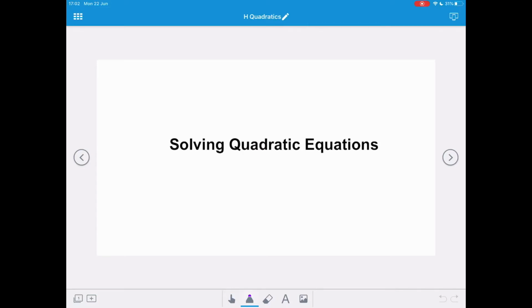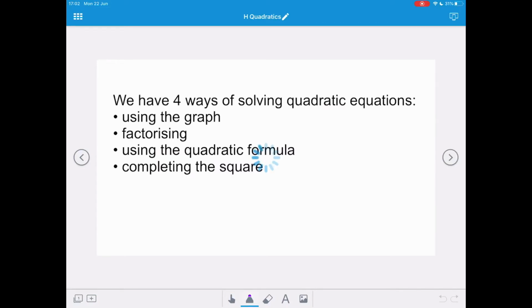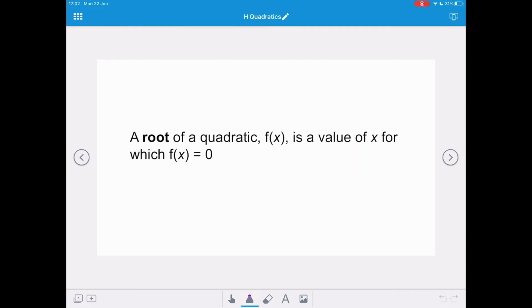So we're now going to look at solving quadratic equations. Now there are four ways of solving quadratic equations. We can use the graph, we can factorize, we can use the quadratic formula, or as in the previous video, we can complete the square. So a root of a quadratic, where we've got it in functional notation, is a value of x for which f of x equals 0.